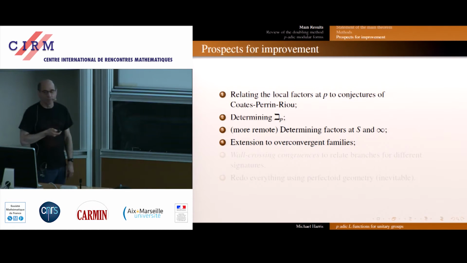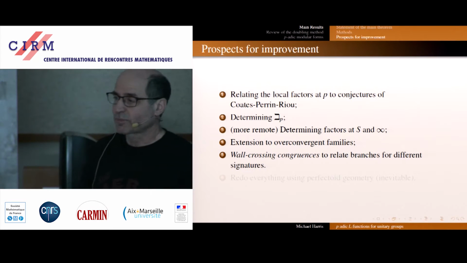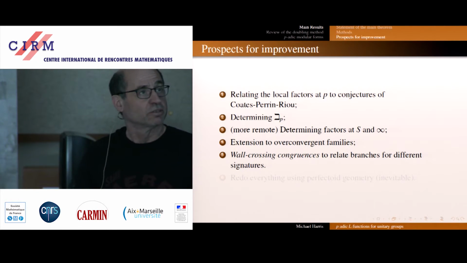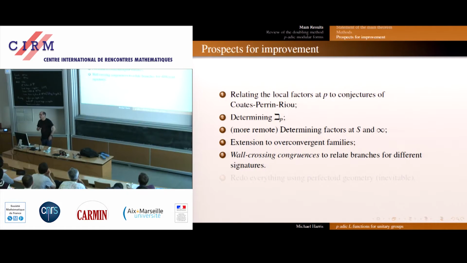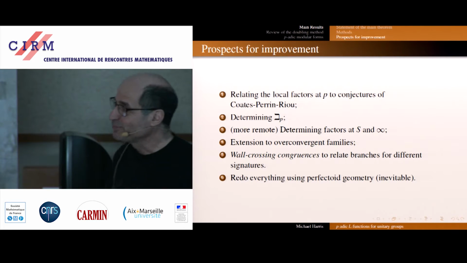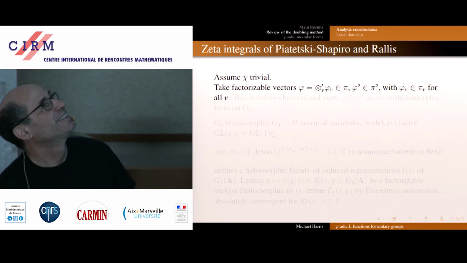Extension to overconvergent families. This is in the works, and Ellen Eischen is undoubtedly going to turn to this. And then, most intriguing, wall-crossing congruences to relate branches for different signatures. And this is an active theory that's related to Euler systems and height pairings and p-adic height pairings and things like that. And then finally, if you want to wait a few more years, you don't bother reading the paper, because it's all going to be done using perfectoid geometry, and it will be much more complete. But well, one does what one can.